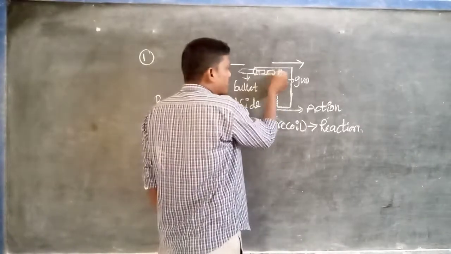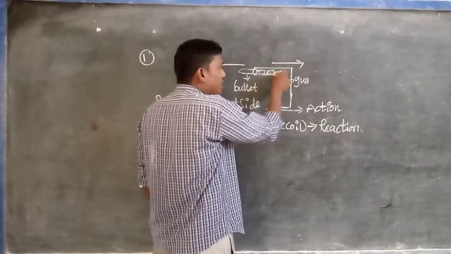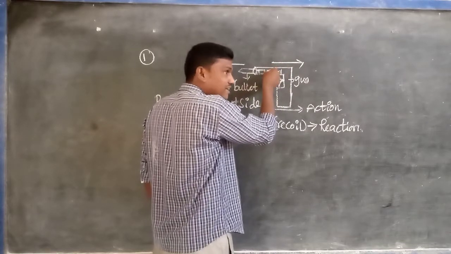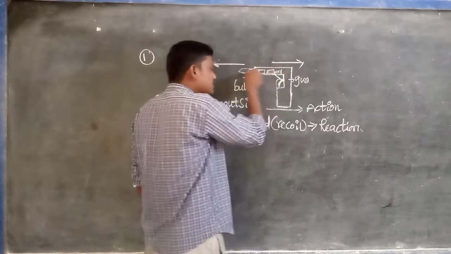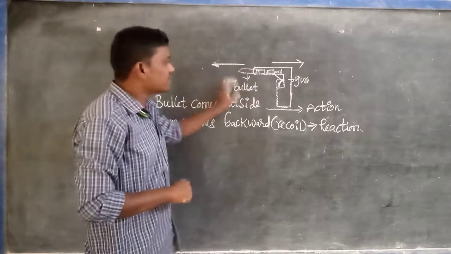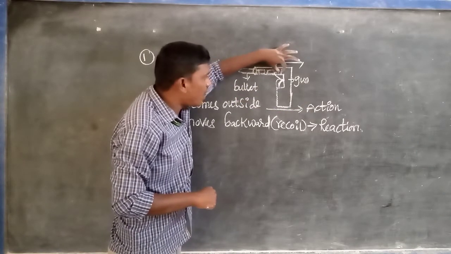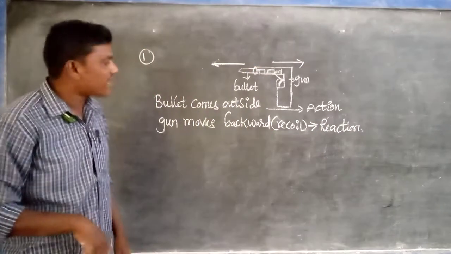That's why the compressed spring is one of the parts in the gun. It is a fixed one. So the gun applies a force on the bullet through the spring, and the bullet comes outside. That is the action. At the same time, the bullet applies some force on the gun through the spring in the backward direction. That is the reaction.